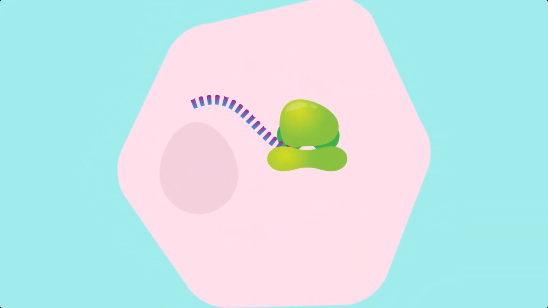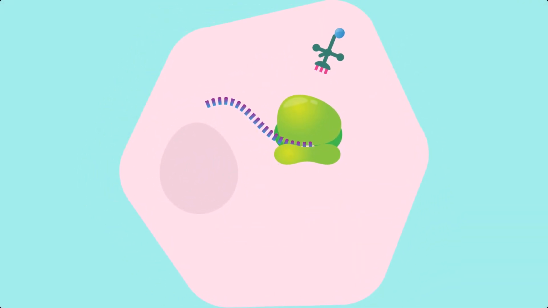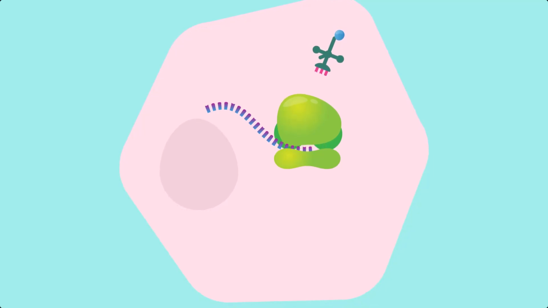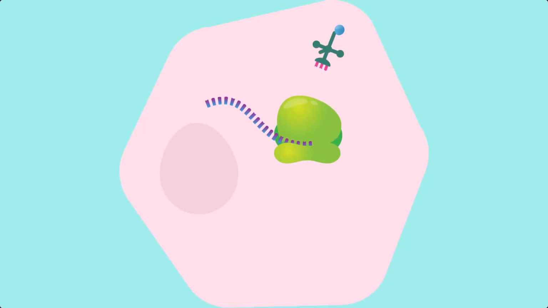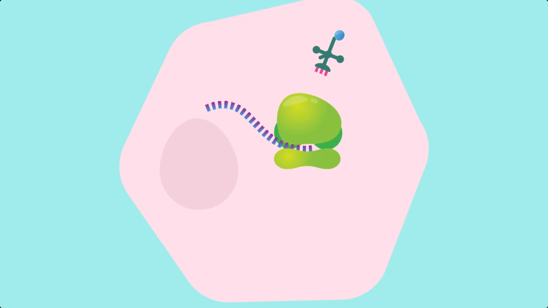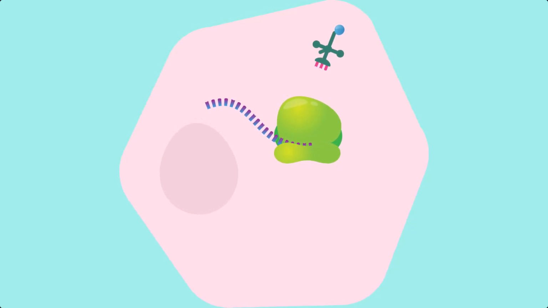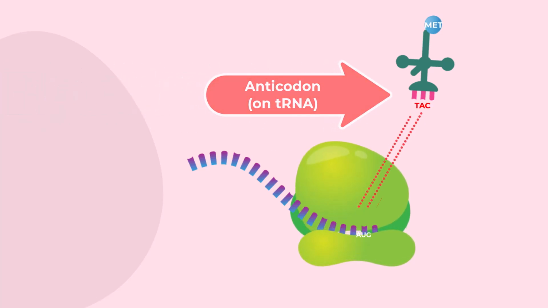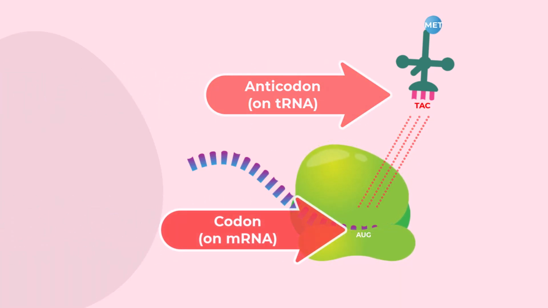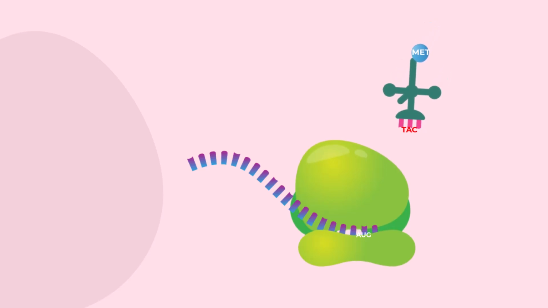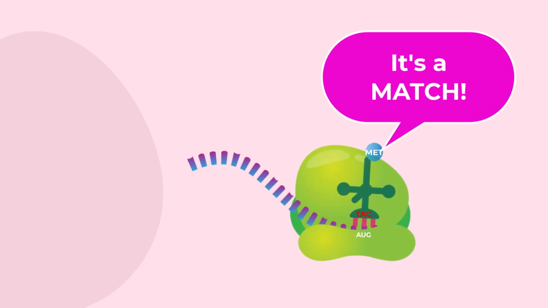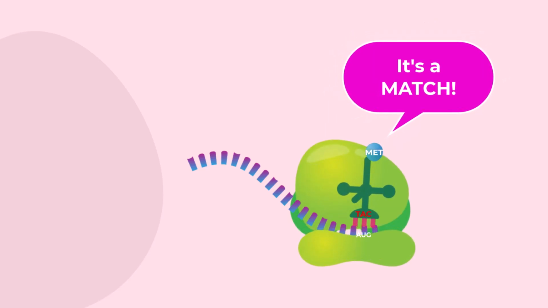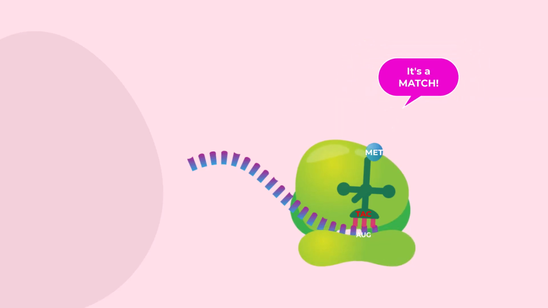In addition, translation requires ribosomes and transfer RNA. At one end of the folded molecule is a special triplet of bases called an anticodon. The anticodon is complementary to a codon triplet on the mRNA. During translation, the anticodon on the tRNA recognizes a particular codon on the mRNA using base pairing rules.